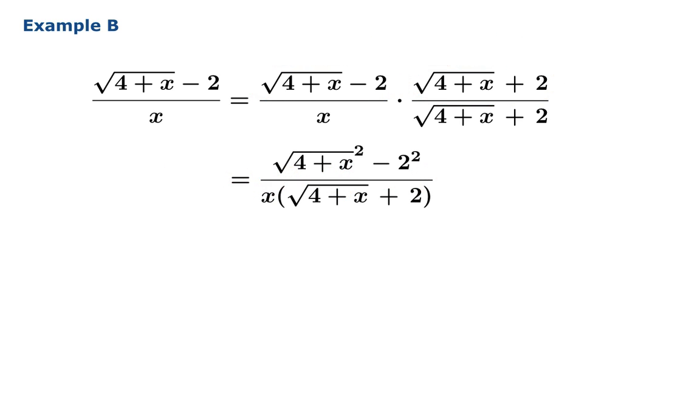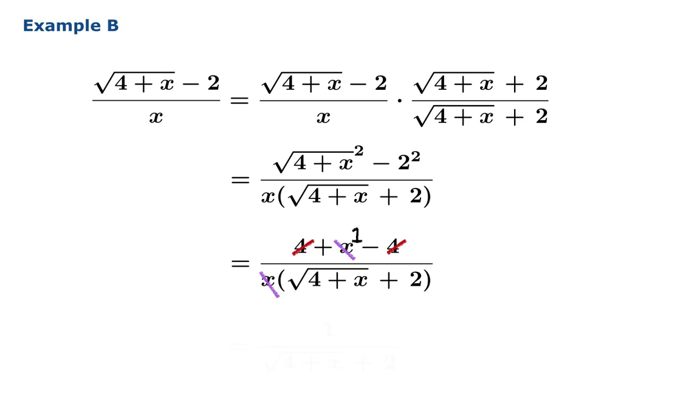Your new numerator is now the difference of these two squares, and your denominator will keep factored. We get 4 plus x minus 4 in the numerator. The 4's cancel, and now we can divide out the x's in the numerator and the denominator. And finally, we have this expression.